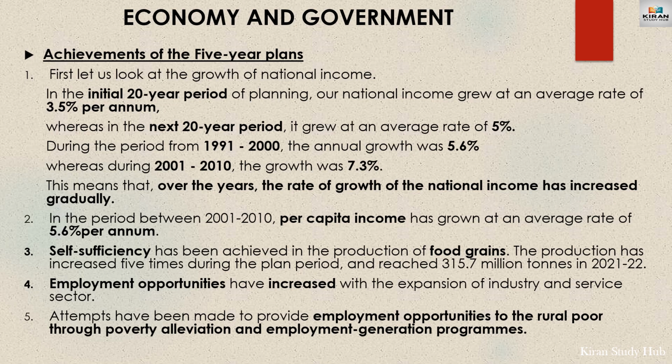The third achievement is that India has achieved self-sufficiency in the production of food grains. The production of food grains has increased 5 times during the plan period and reached 315.7 million tons in 2021-22. The fourth achievement is that employment opportunities have increased with the expansion of industry and service sector. And the fifth is that the government has provided employment opportunities to rural areas through many poverty alleviation and employment generation programs.